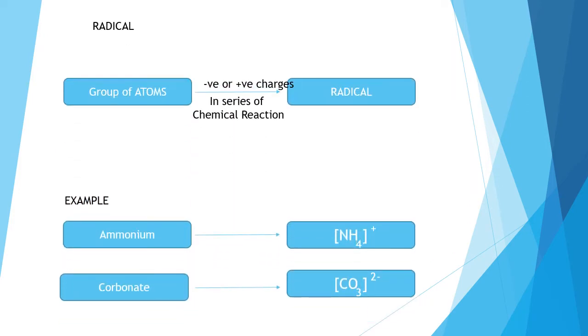Next one, radical. A group of atoms having some negative or positive charge on them, which can retain its identity in a series of chemical reactions, is called a radical. Examples: ammonium is a radical having formula NH4 with the whole plus, and carbonate is a radical having the formula CO3 with the whole 2 minus.